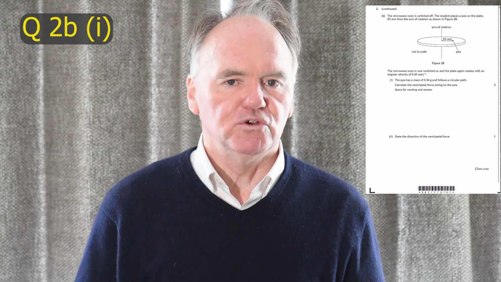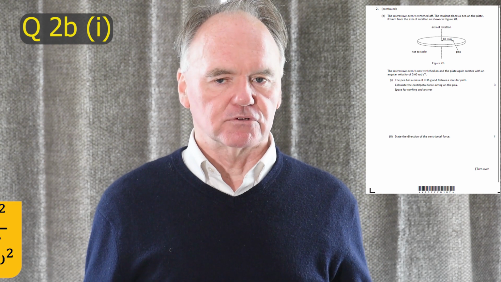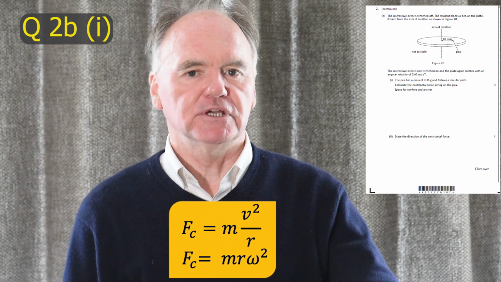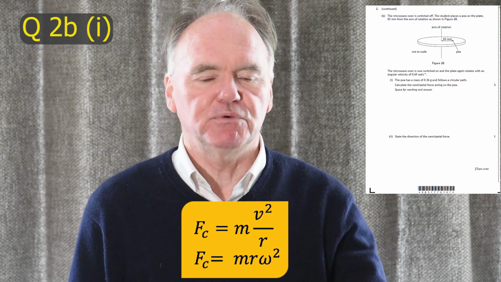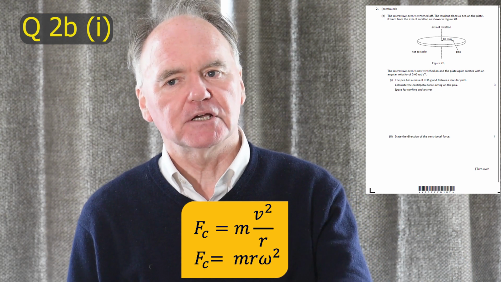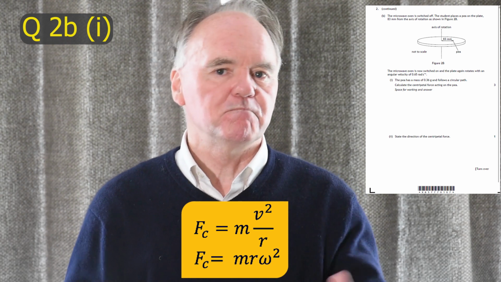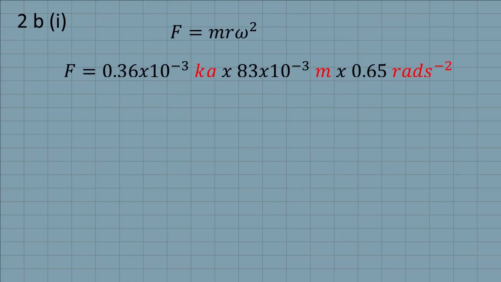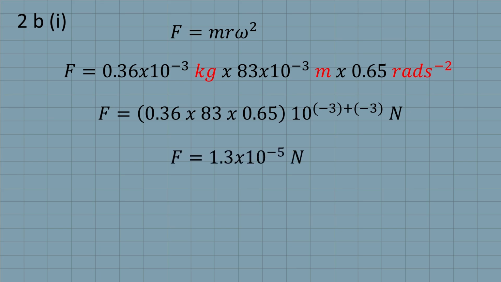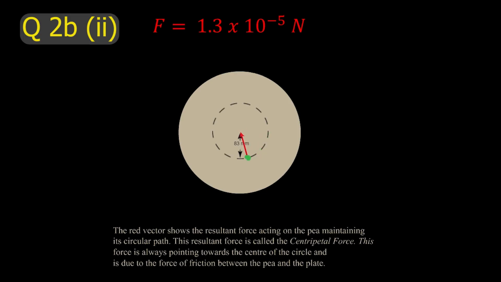So, what's the value of that centripetal force or unbalanced force? Well, we've got a couple of choices. We can use F equals mv squared over r, or m r omega squared. Both are equivalent. But we know what omega is, so we're as well using that one. Put our values in. Remember, 0.36 grams is 0.36 times 10 to the minus 3 kilograms, etc. And we get an answer of 1.3 times 10 to the minus 5 newtons. And that force is always acting towards the centre of the plate as it goes round.